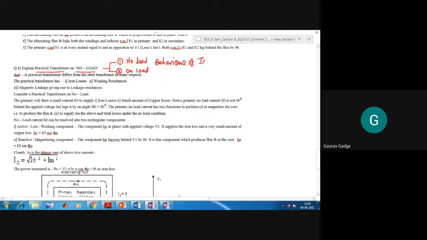Are you getting my point? This is nothing but the behavior of transformer. Like if the transformer is not connected to a load, how will it behave, and if you give a load to the transformer, how will it behave. So the transformer's behavior can be checked after connecting no load, like without any load, and connecting a load with the transformer.